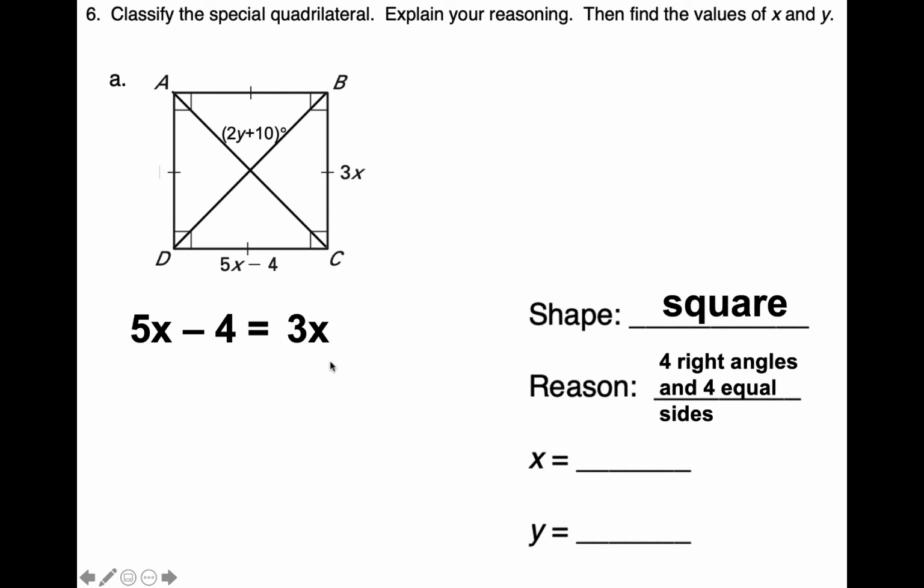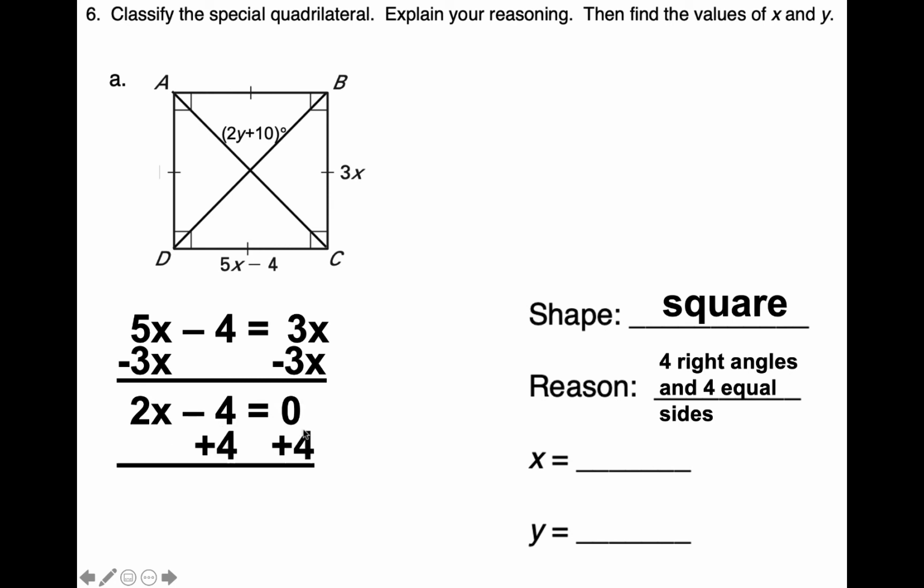So to solve for x, I could subtract 3x from both sides. I get 2x minus 4 equals 0. Add the 4 over. That gives me 2x equals 4. Divide by 2, I get x equals 2.